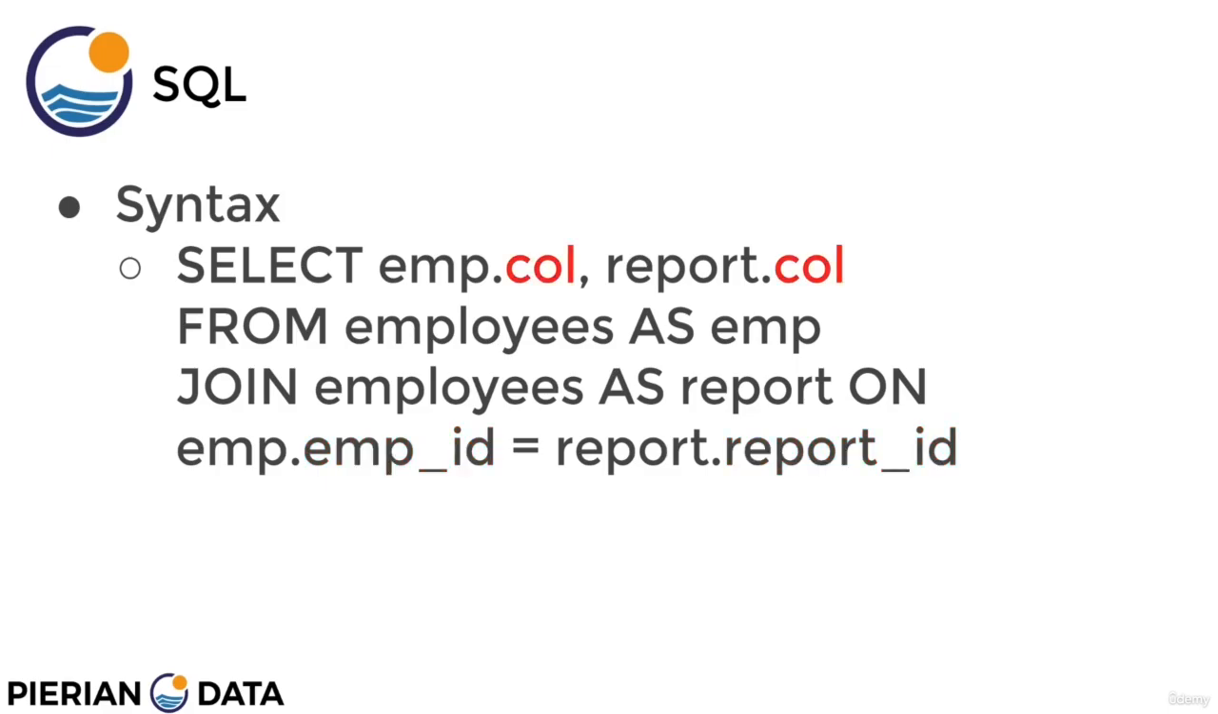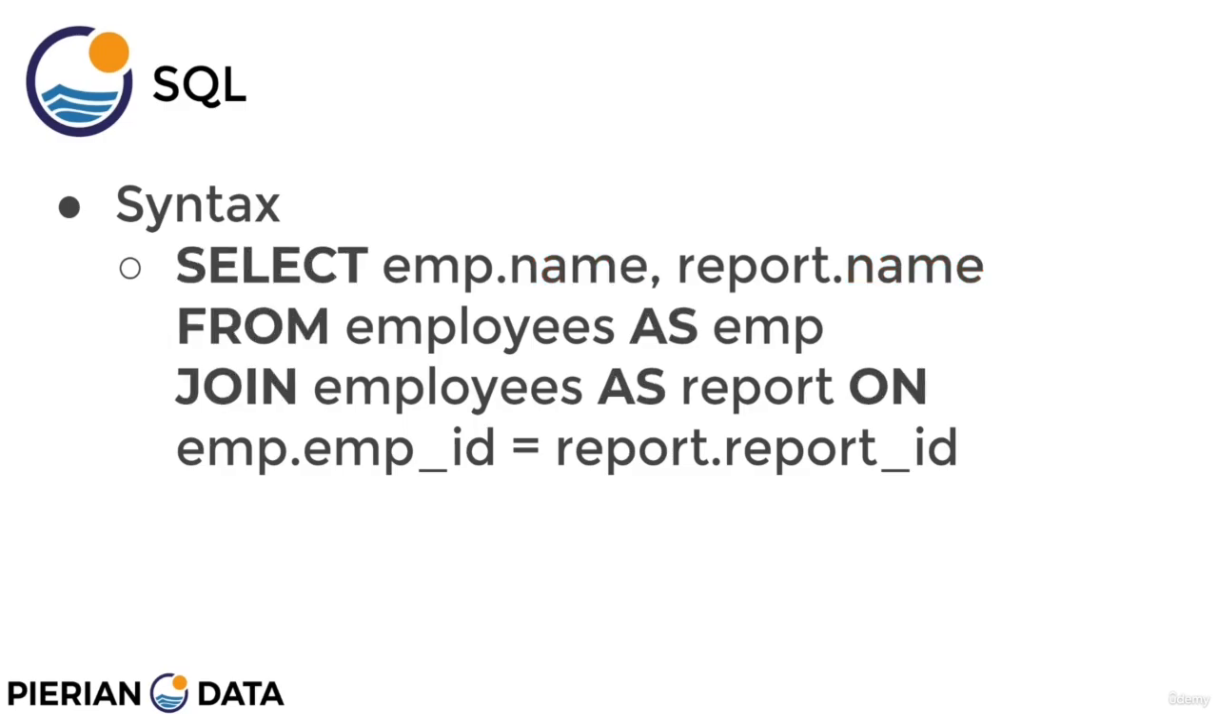And then the column we actually want to select happens to be the name for both this theoretical employees table and this theoretical report table. And this is the final syntax. So this will take our singular employees table and return back the results of one column of employees and then the second column of those same employees, but the person they happen to be receiving reports from.